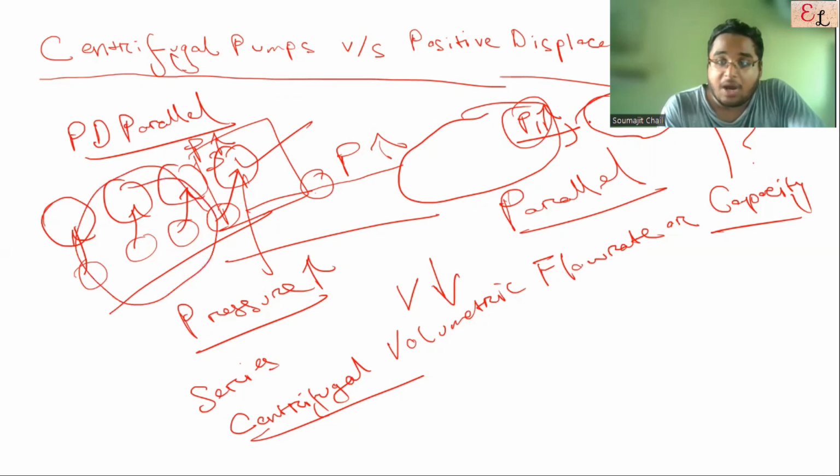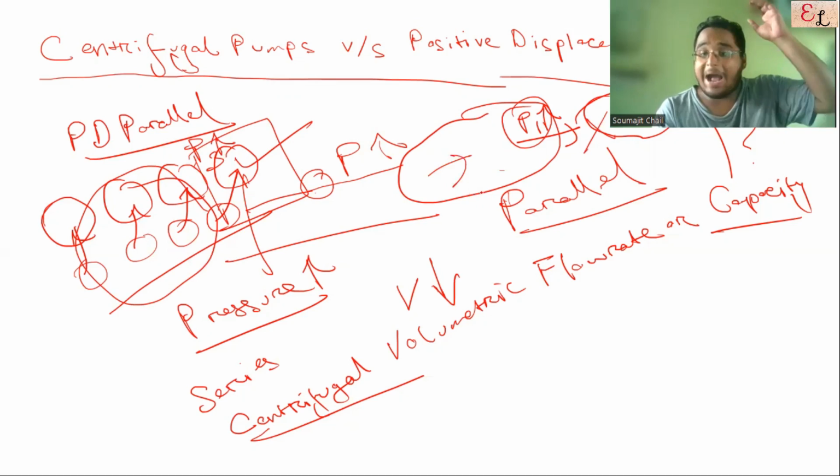But here, if one pump is not working, the entire circuit is broken. You cannot increase the pressure. You cannot deliver the volume. You have to operate at a constant capacity at an increased pressure with all the pumps in series working properly. Even if one pump fails, the entire system would fail, my friends.